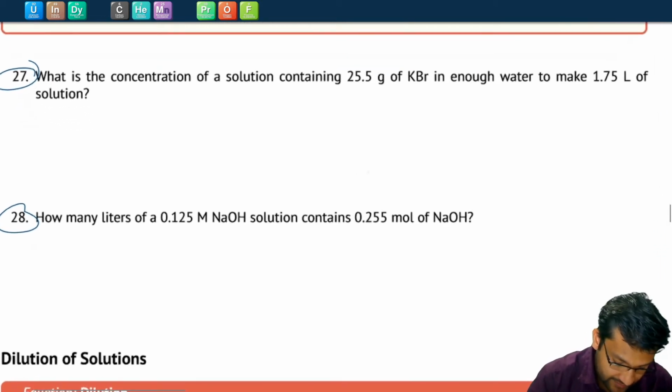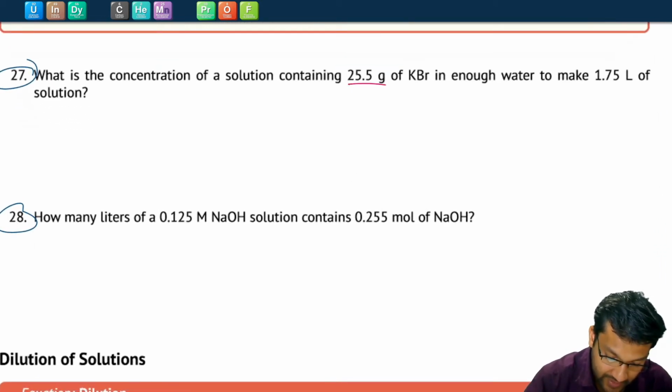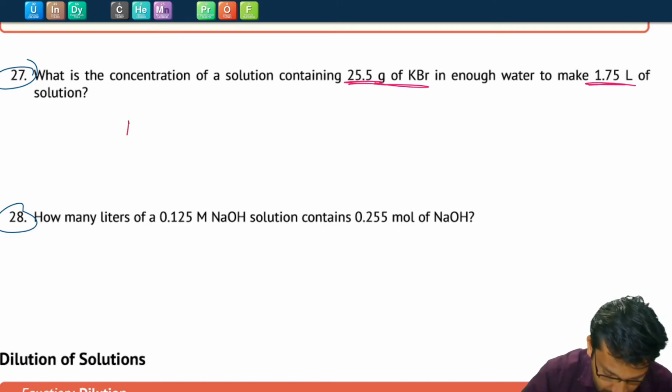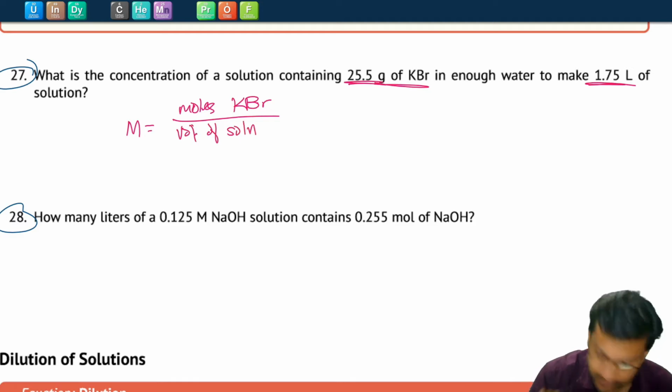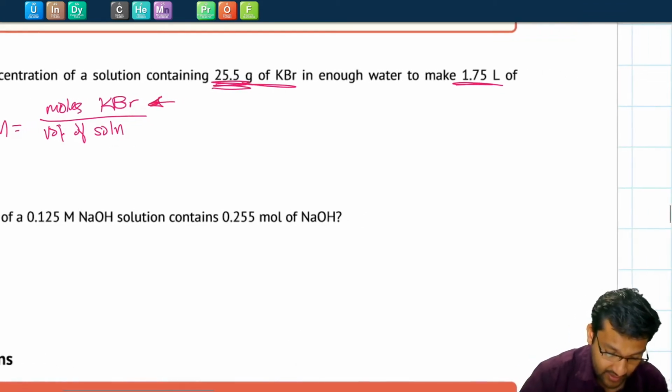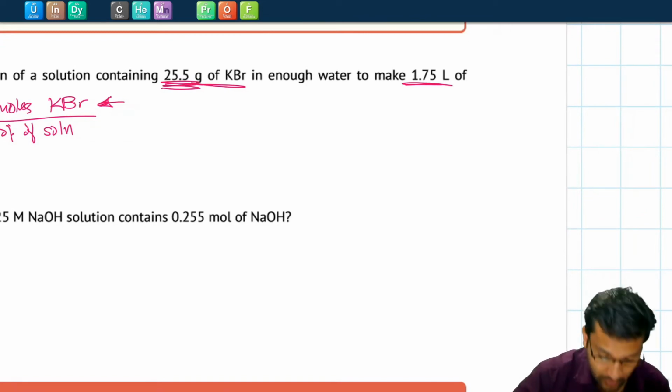Okay, number 27 says that we have a solution with 25.5 grams of KBr in water to make 1.75 liters of solution. What is the concentration in molarity? Well, we know that the molarity should be equal to moles of solute, in this case KBr, divided by volume of solution. So let's see if we can figure these things out. We don't have the moles of KBr, but we have the mass of KBr. Can we figure out the moles? Well, yes, if we know the molar mass of KBr.